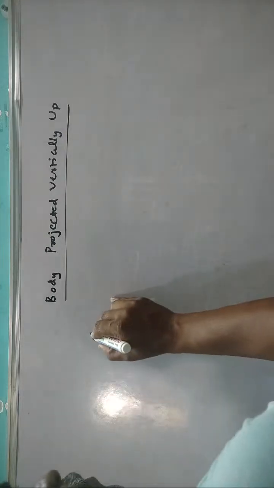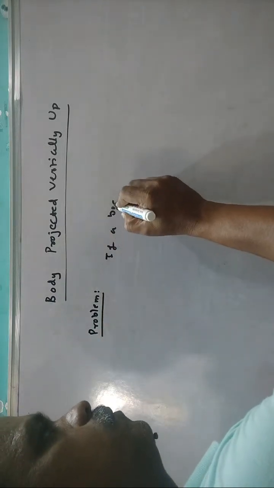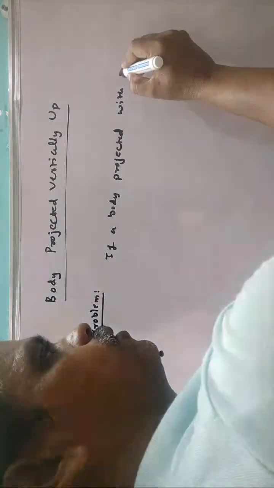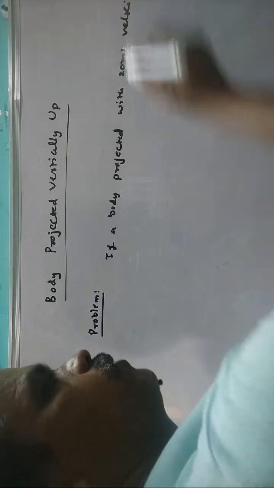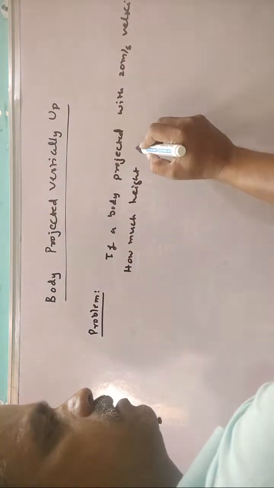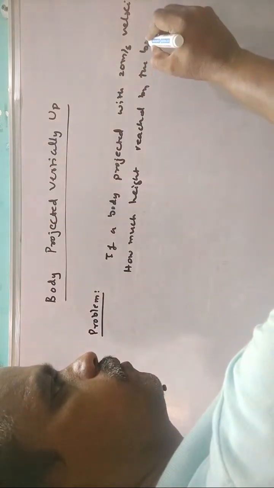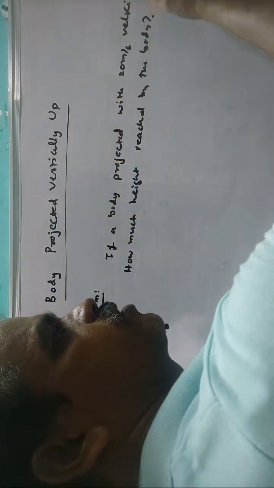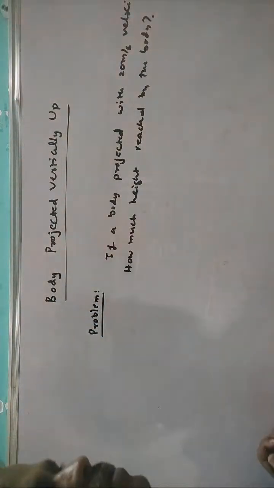So based on this, I am giving one problem to you. If a body is projected with 20 meter per second velocity upward, how much height is reached by the body? How much height is reached by it?